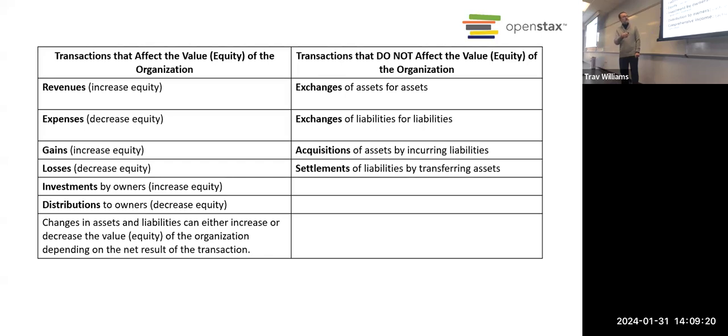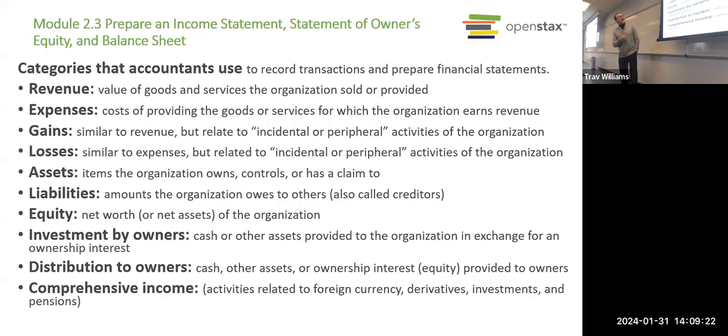Okay. We know most of these terms. We know all of these terms except comprehensive income. That's a new term. It really doesn't come up very much in this course. It includes things like foreign currencies, derivatives, investments, and pensions. Okay, so at least be aware of what that term is, but you're not going to see it very often.